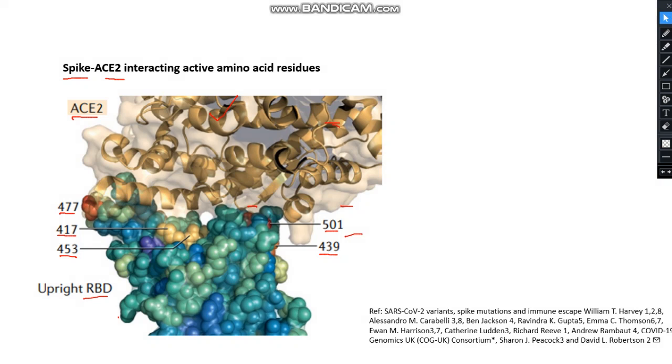So this is all about the overview. I'll make other videos with detailed information about this kind of molecular structure.